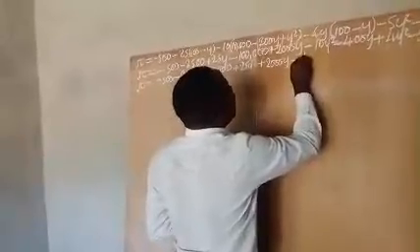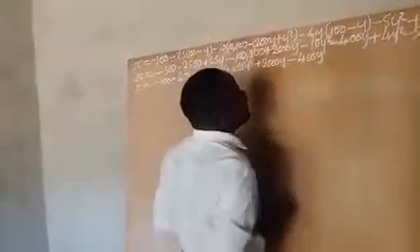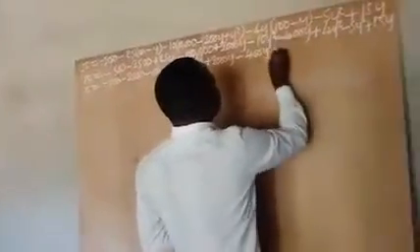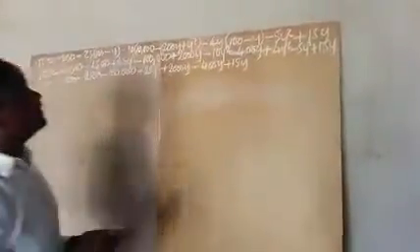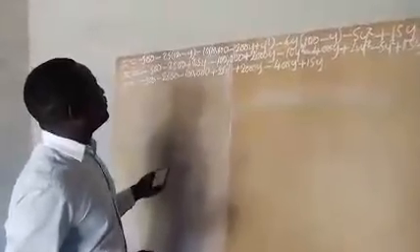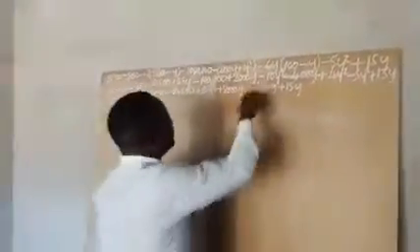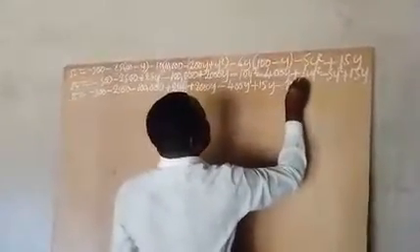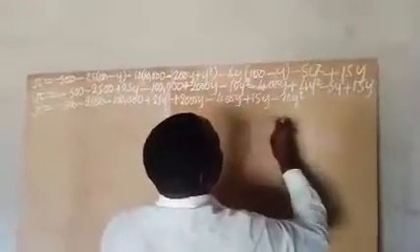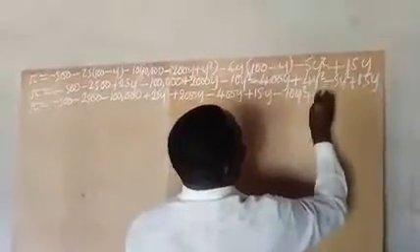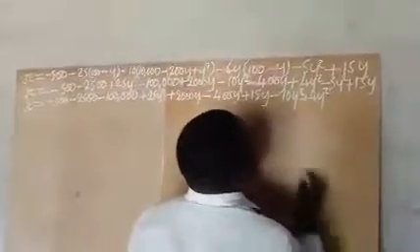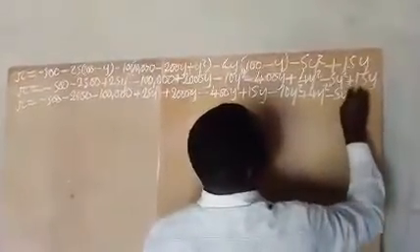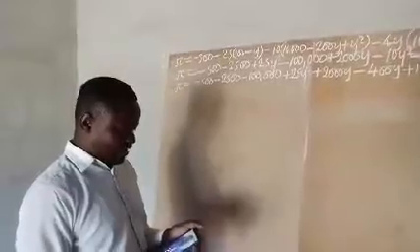Minus 400y. Where else? Plus 15y. Then we are going to collect the like terms for powers. This is going to be minus 10y squared. Then plus 4y squared. Then minus 5y squared. Wow, this is beautiful. We have collected the like terms.